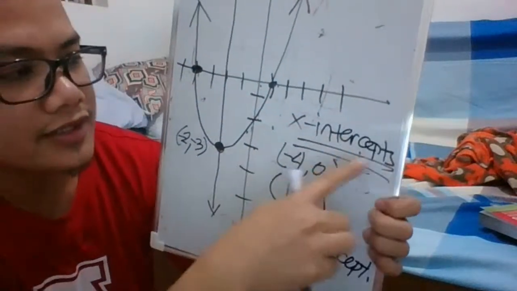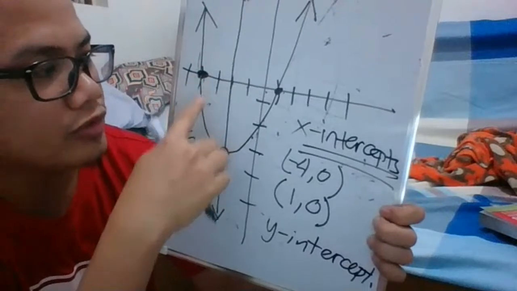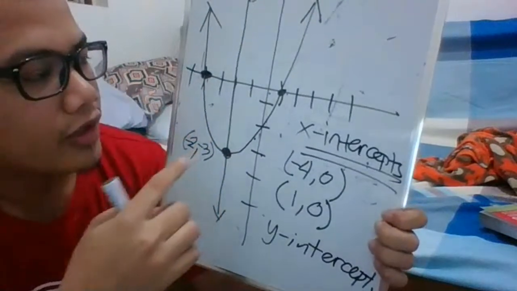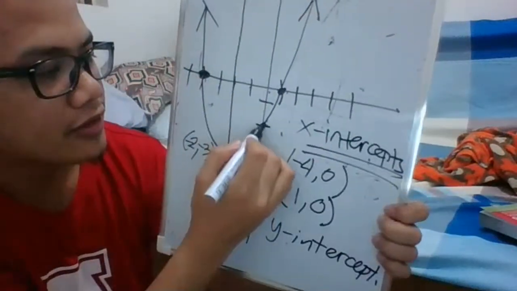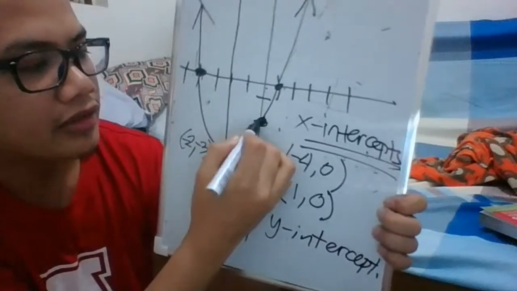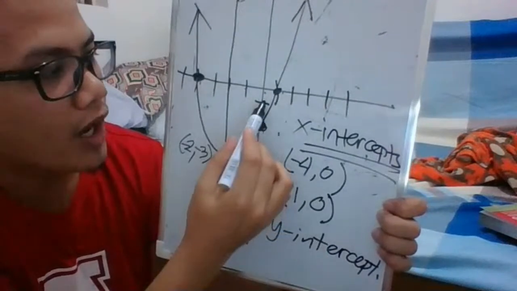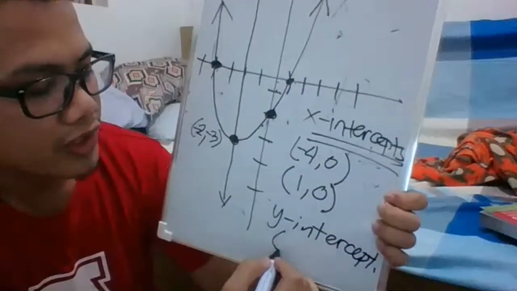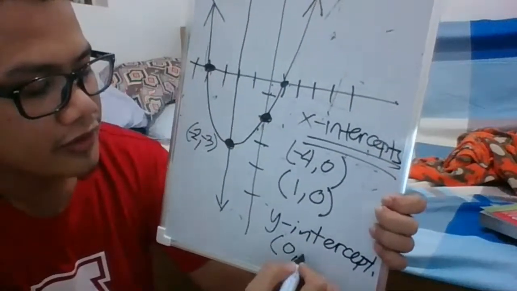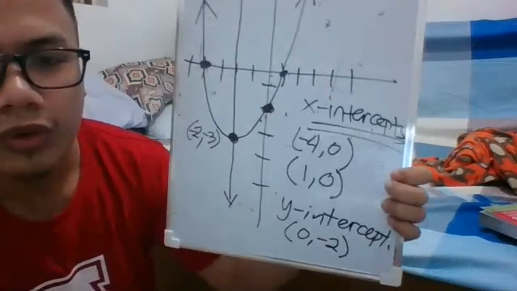Okay? Kung yung x-intercept, yung values or points na tinamaan y-axis. So, ito si y-intercept. Okay? So, nasan siya? 1, 2. So, y-intercept is at 0, negative 2.